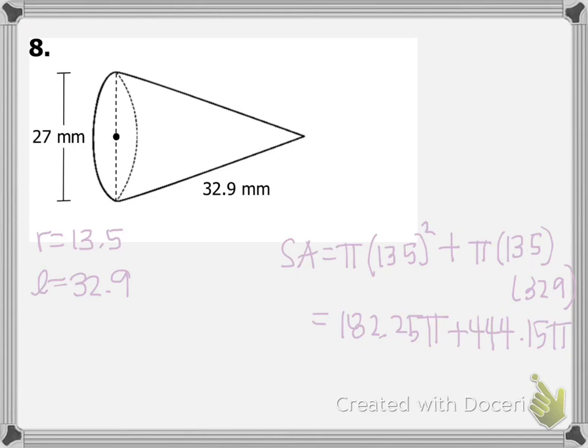So 626.4 pi. So multiply that times pi. And that's roughly 1967.9 millimeters squared. Okay. Alrighty. That is all of the surface areas of our figures. Alright, so I want y'all to finish up those worksheets and have a great day.